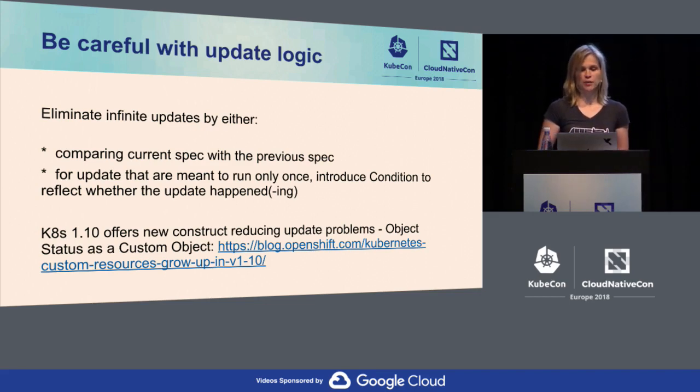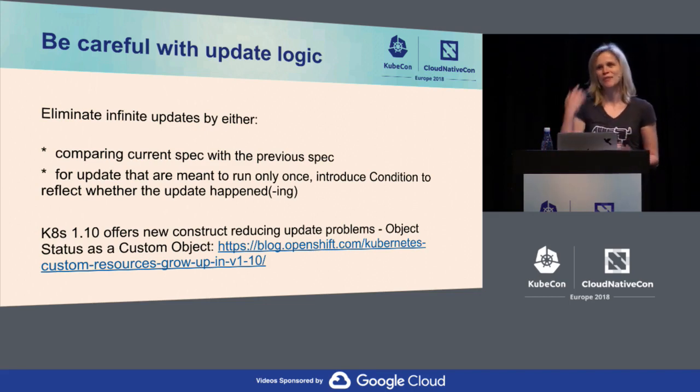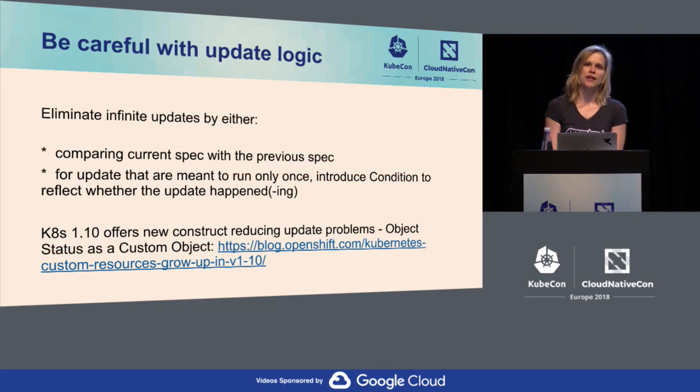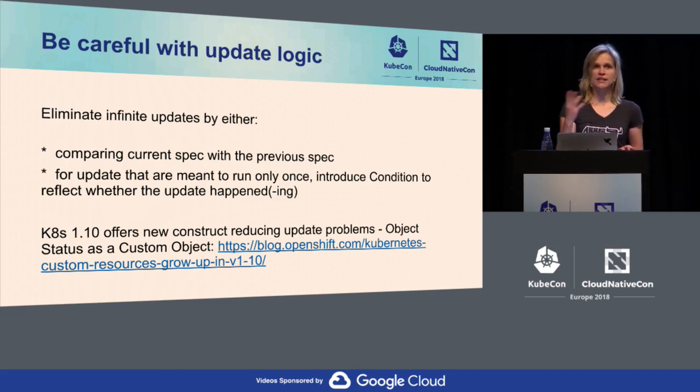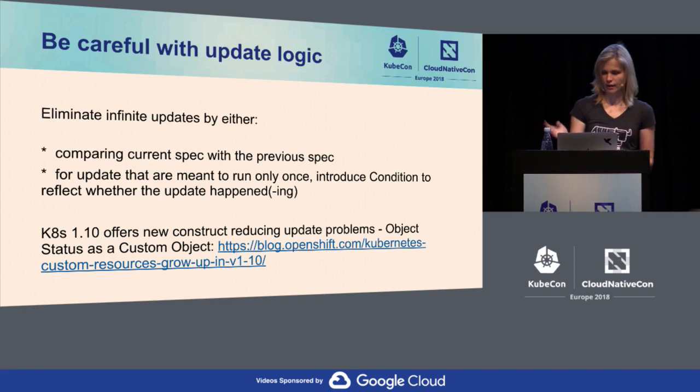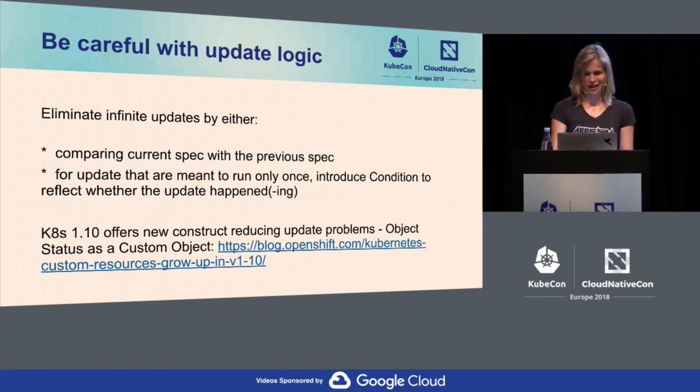And also, Kubernetes 1.10 offers a new construct that I'm yet to try. They actually created a CRD for the status. So you can actually keep your status separate from your main resource. So when you change your main resource, only then you get that update in the controller logic. When you change the status, that does not happen. I'm going to try it after KubeCon.